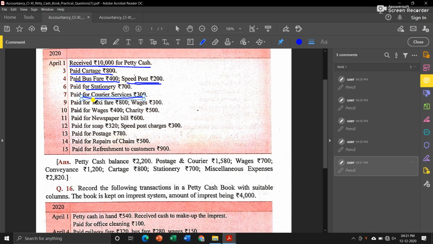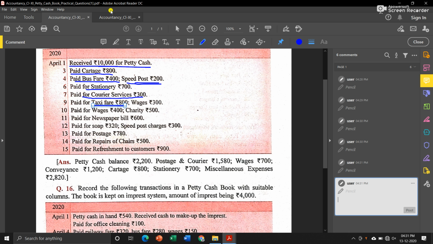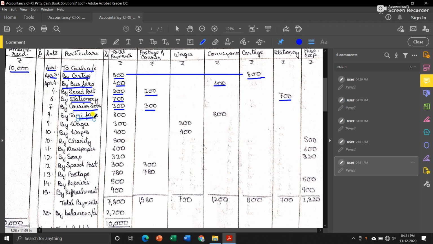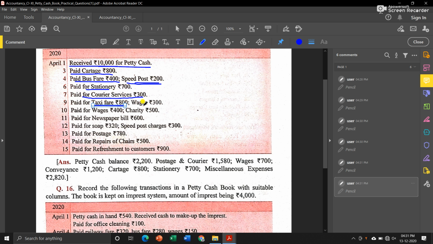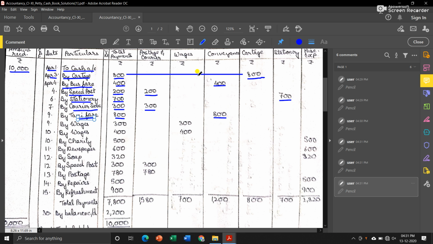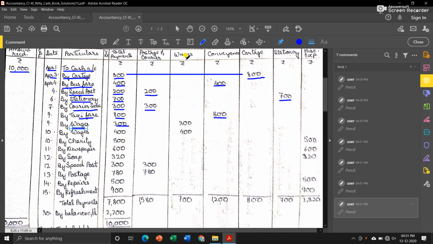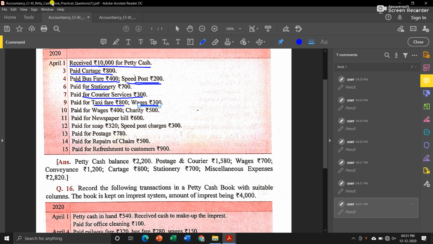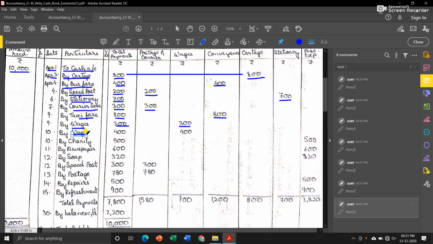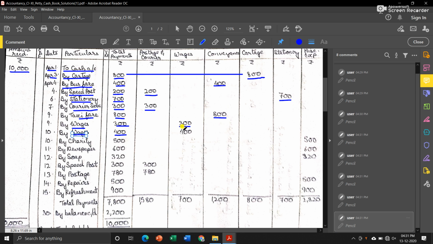Then next we have paid for taxi fare, which is related to traveling. In particulars we write 'By taxi fare', in total payments 800, and in the individual column we write 800 under conveyance. Then next we have wages of 300. We write 'By wages' 300 in total payments, and since we have a separate column for wages, we write 300 there. Then next we have paid wages again of 400. We write again 'By wages' 400 in total payments, and 400 in the wages column.